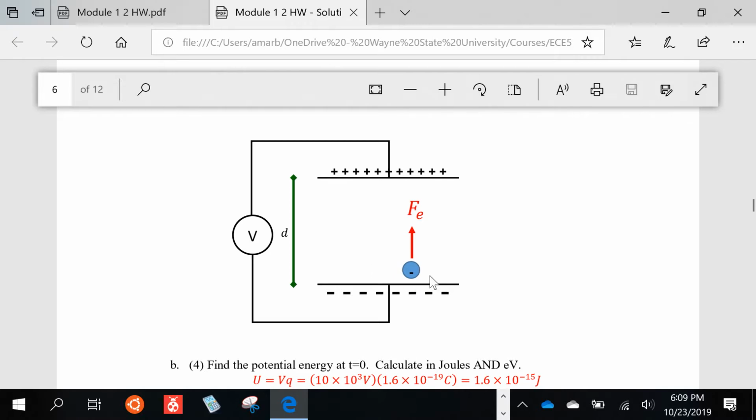Well, guess how much potential energy that corresponds to? 10 electron volts? 10,000 electron volts. Yeah, 10 kilo electron volts. So if I put 10 kilovolts across here and I put a single electron in there, the amount of potential energy that electron has is 10 keV. So that's where using electron volts might make the problem easier.